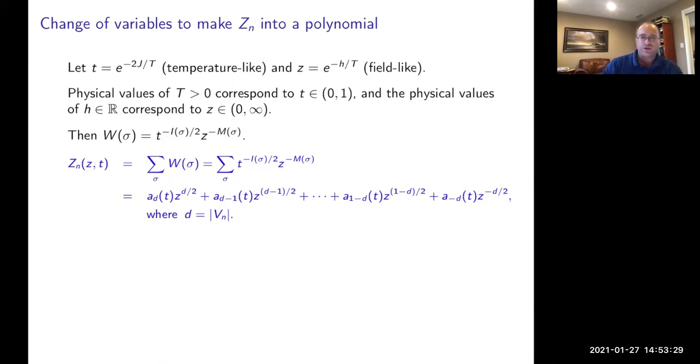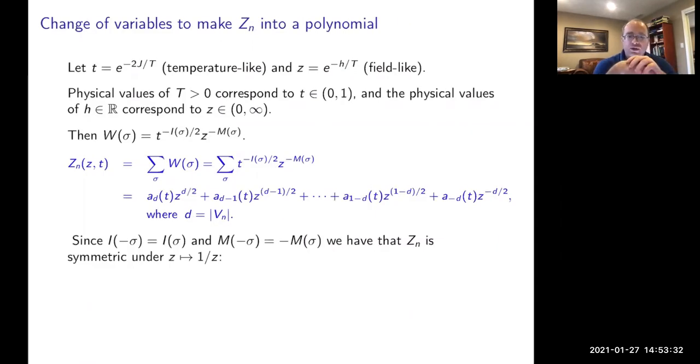It's also symmetric in z goes to 1 over z. The reason is that if you switch all of the spins, if you just flip each of them from whatever spin they had to the opposite, the interaction stays exactly the same. Bonds that had the same spins at the endpoints still do. Bonds with opposite spins at the endpoints still have opposite spins. But the magnetic moment flips. And so when you do that, such a term as the Gibbs weight, the t stays the same, and the z flips to 1 over z. And so you get this symmetry in z goes to 1 over z. So a_i of t is the same as a_{-i} of t. This is a symmetry of the partition function.